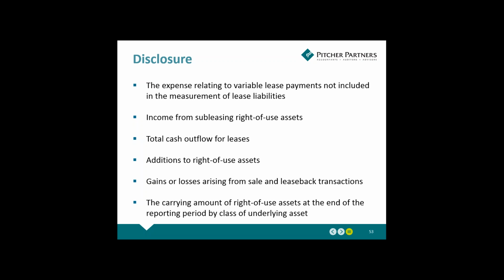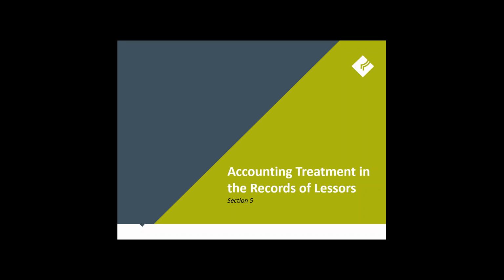You have to disclose total cash outflow of leases. You have to disclose additions to right of use assets. You have to disclose gains or losses arising from sale and leaseback transactions. And I have to flag this: I haven't discussed it today, but there are new requirements around sale and leaseback transactions and how you account for that. So that's a new area. And then the carrying amount of right of use assets at the end of the reporting period has to be disclosed by class of underlying asset. So these are the key new disclosures. There are a few others, but I try to just focus on the key ones.